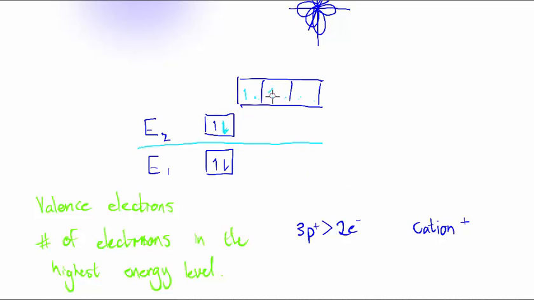Now the moment we get to carbon, now it becomes interesting, because now I have 1, 2, 3, 4. I need 1, 2, 3, 4. So carbon is just as likely to get 4 as give away 4. And therefore, what starts happening from carbon onwards is they start sharing instead of giving. And we'll get to that.